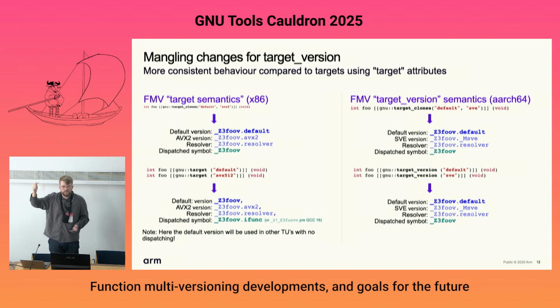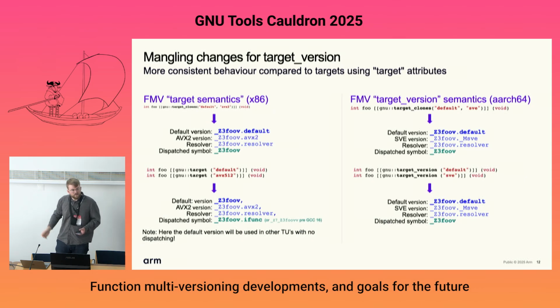And all the calls within that translation unit get redirected to call this .ifunc name. But if you're calling it from a different translation unit, you just call the default version directly. This seems very bizarre and not desired, so if anyone is familiar with x86 FMV and knows if this was intentional or if this is a bug.